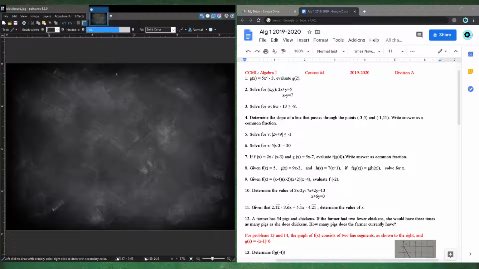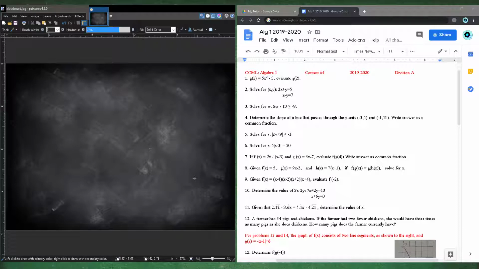Okay, number one, g of x is 5x squared minus 3. Evaluate g of 2. So put x equal to 2, so x squared is 4. So 5 times 4 minus 3, that's 20 minus 3, which is 17. And that's your answer. Number one, pretty easy.